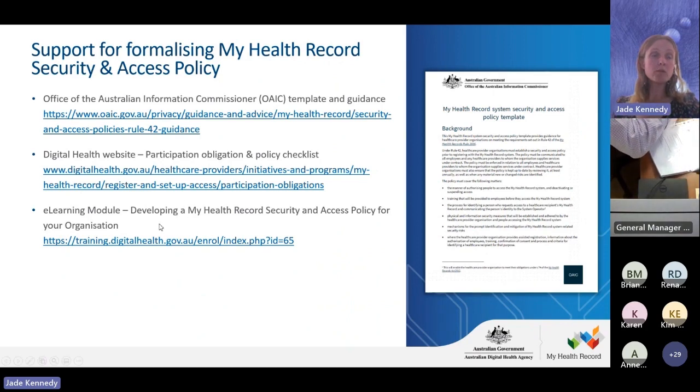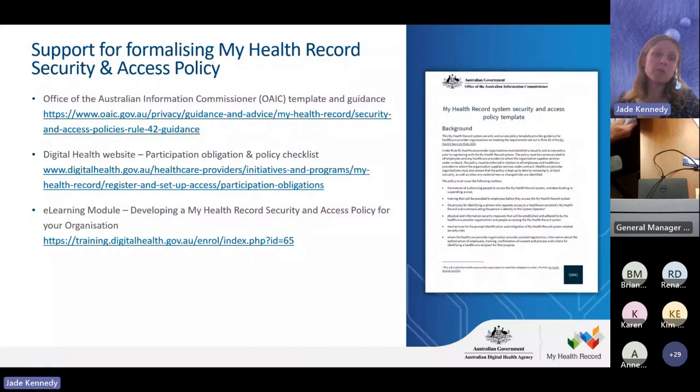There's also an e-learning module that was developed by the agency last year that's called Developing a Security and Access Policy for Your Organisation, and it basically takes you through the OAIC template step by step, focusing on each section separately, and is a step-by-step guide to filling in the template and really developing an effective policy for your organisation.